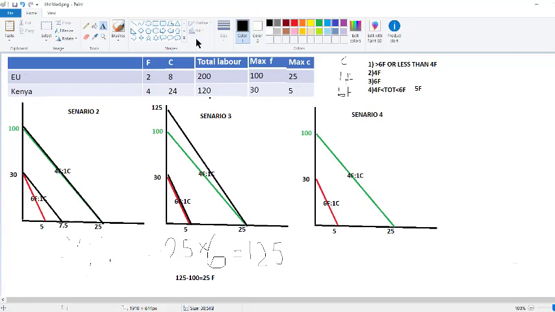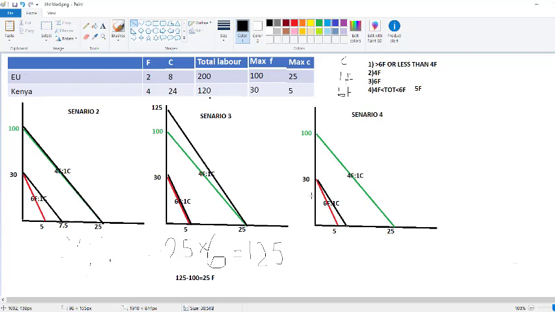Okay, so let's draw that line in. 5F is a less steeper line. So it's maybe something like this. A more flatter line, and there's your 5F line. You need to calculate this value.